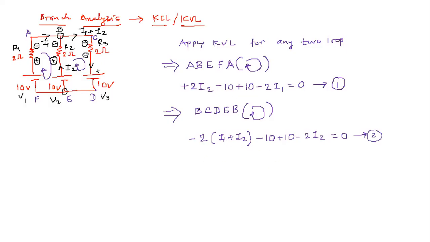Ultimately, we need to substitute and solve this, and I'll just directly write down the steps after solving equations 1 and 2. So this will be minus 2I1 plus 2I2, it comes out to be 0, right? When you solve this one, you will get this. And second, after solving second, you will get plus 4I2 is equal to 0.